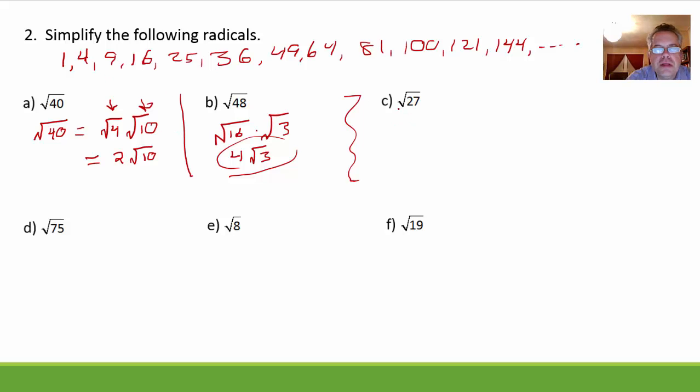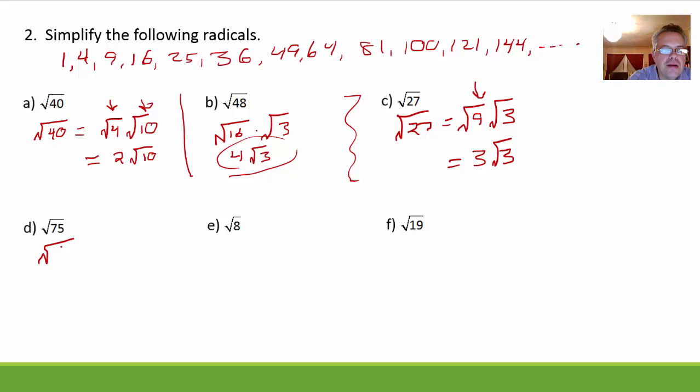Okay, let's do this one. 9 goes into 27. 27 is 9 times 3, so we can write the square root of 27 as the square root of 9 times the square root of 3. You notice I put the perfect square one first. That's because it's going to turn into a whole number, and that's how we usually write these things, as the whole number times the square root. If you did it backwards, it wouldn't be wrong. You just have square root of 3 times 3, which is kind of the same thing. This is a little bit better way of writing it, though.